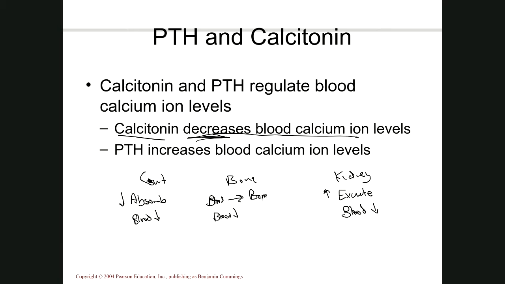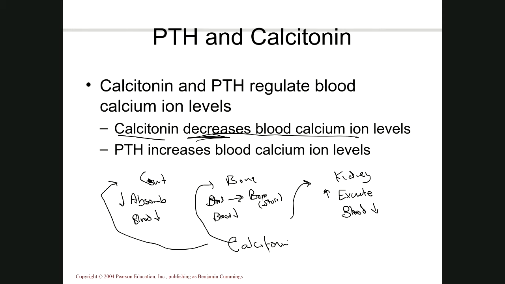So look, calcitonin does all three of these things. It goes to the kidney. It makes me excrete it. It goes to the gut. It makes me absorb less of it. And it goes to the bone and makes me take it out of the blood and put it into the bone. Store it. And so all three of these things are going to cause blood calcium to go down.